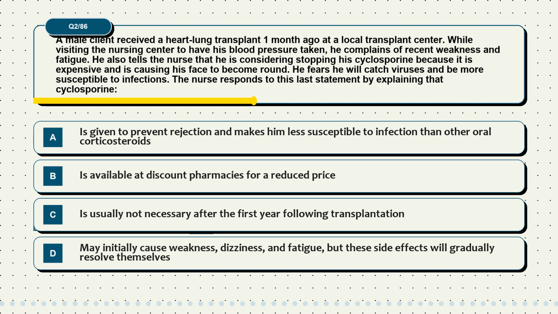The nurse responds to this last statement by explaining that cyclosporine, here are the options. Option A is given to prevent rejection and makes him less susceptible to infection than other oral corticosteroids. Option B is available at discount pharmacies for a reduced price. Option C is usually not necessary after the first year following transplantation. Option D may initially cause weakness, dizziness, and fatigue, but these side effects will gradually resolve themselves.